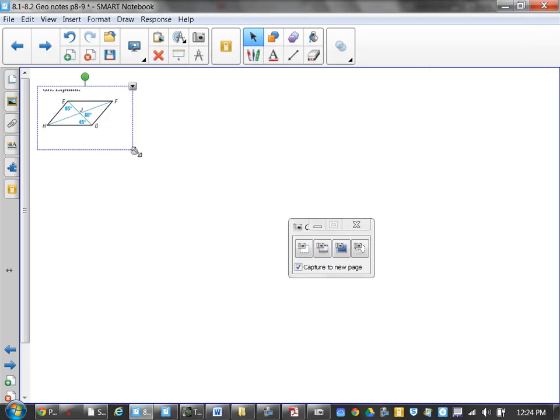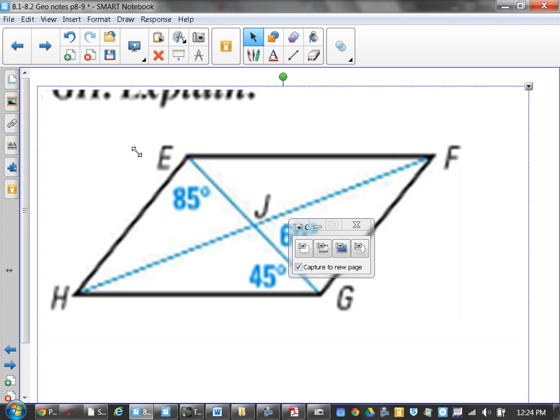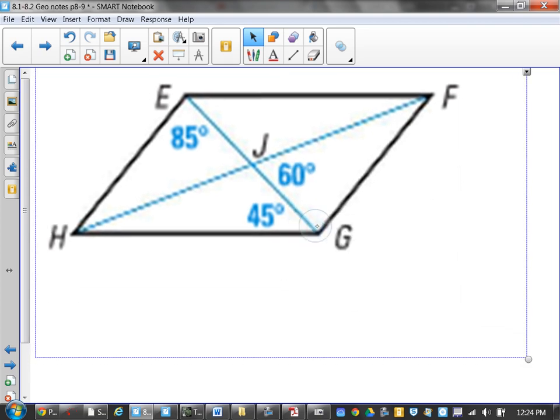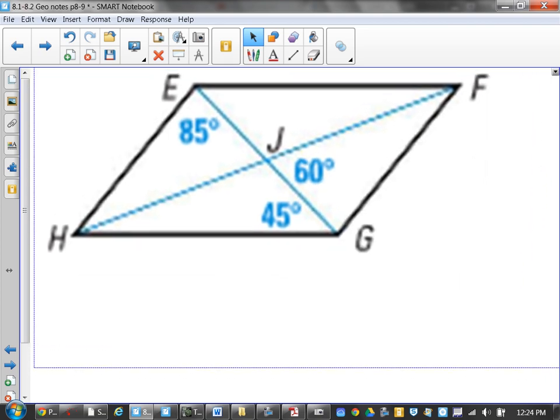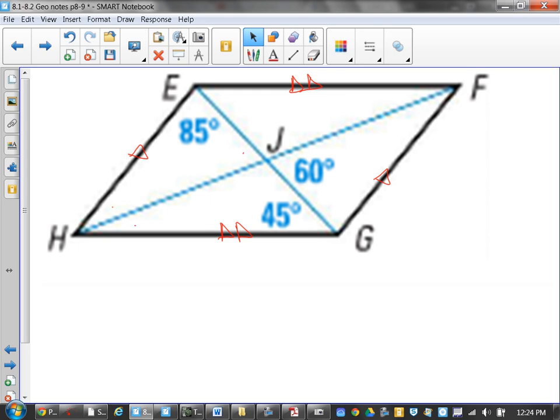But in this example, I want to solve for all of the missing angles. It is legal. This is a parallelogram, okay? I think I cut off the instructions, but we'll just say it's a parallelogram. You have 1, 2, 3, 4, 5, 6, 7, 8 angles to solve for.